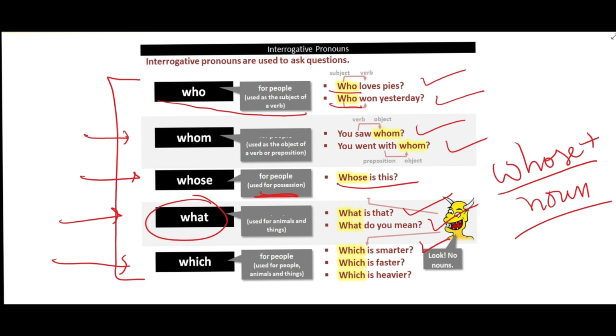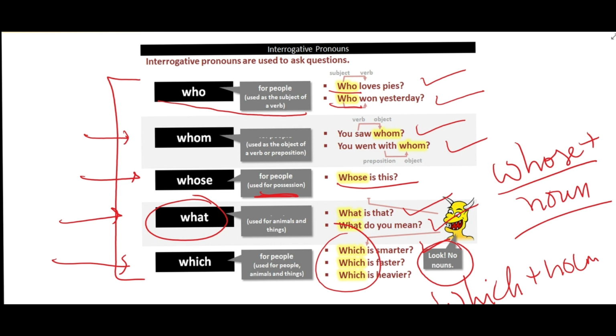You can see here, no noun is used over there, but we can also use which plus noun. Like which phone is yours? We have many phones, and I'm asking someone that which phone is yours, which laptop is yours, which book is yours. In this way we can use different kinds of interrogative pronouns to ask questions.